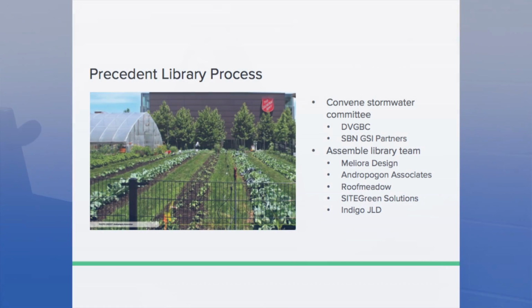So the team that put together the best proposal, and this is how Chelsea comes into the mix, is composed of folks from Meliora Design, Andrew Pogon Associates, Roof Meadow, Site Green Solutions, and Indigo JLD. So we got this team on board so that through all of these other kind of complementary programming pieces and education that we were doing along the way toward forming this library, we had our team on board already so they could begin the process of information collection and really getting in from the ground floor.